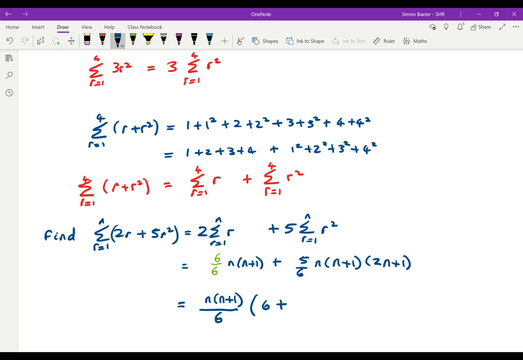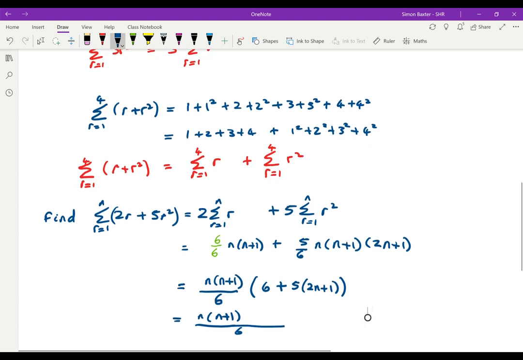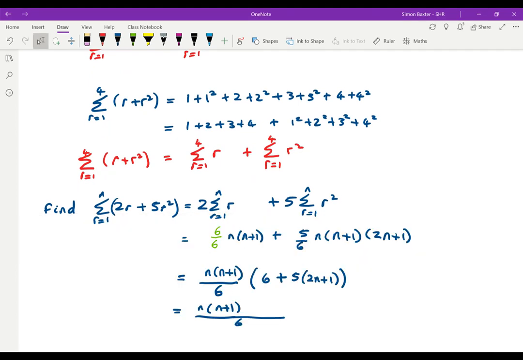And in the second one, this is easier to see perhaps because it's all sitting there. I've taken out the n plus 1, I've taken out the 6, I'm left with 5 times 2n plus 1. And that is just n plus 1 over 6. And inside the bracket, I have 10n plus 6 plus 5, which is plus 11.